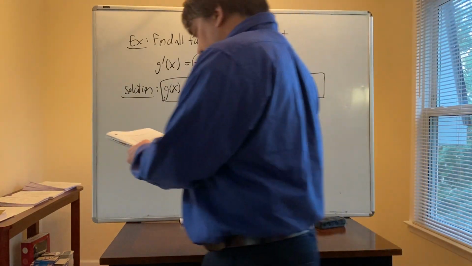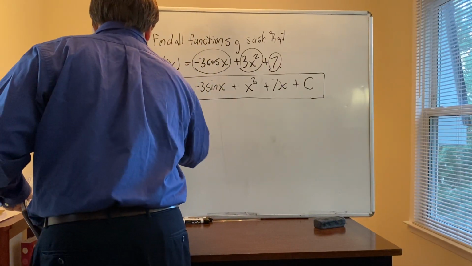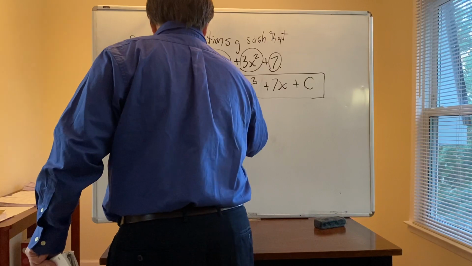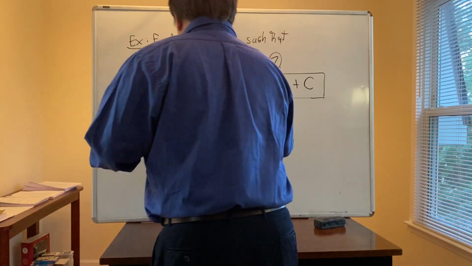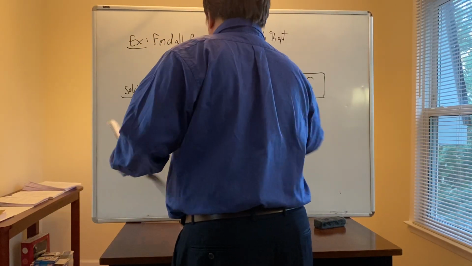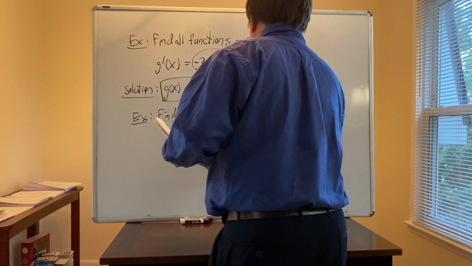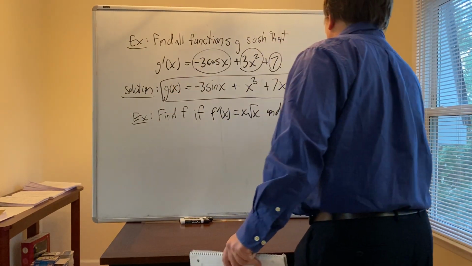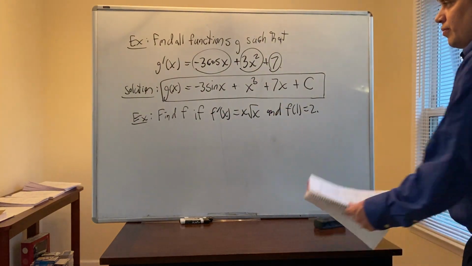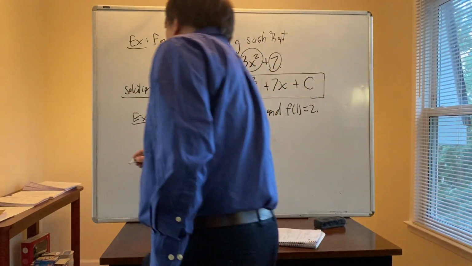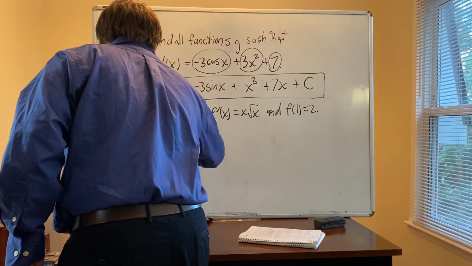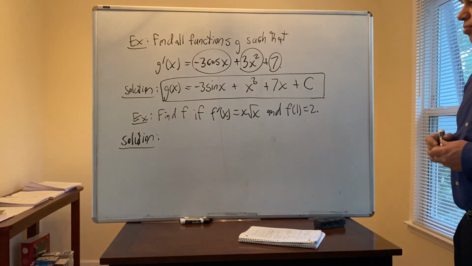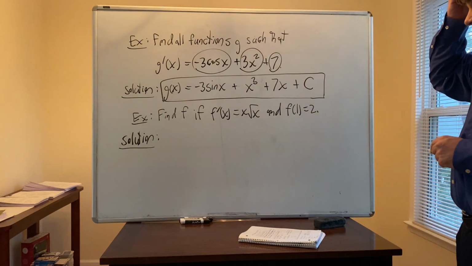Next example. Find little f if little f prime of x is equal to x times the square root of x and f of 1 equals 2. Okay, so solution. Okay, so we're going to find little f if f prime of x is x square root of x and f of 1 equals 2.